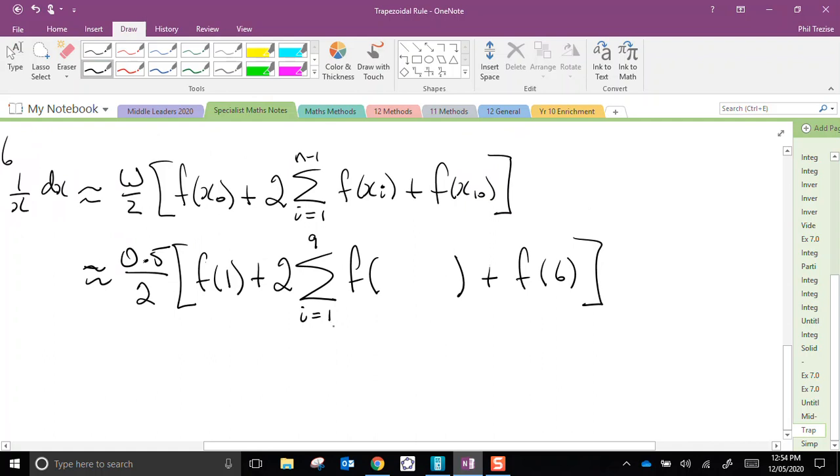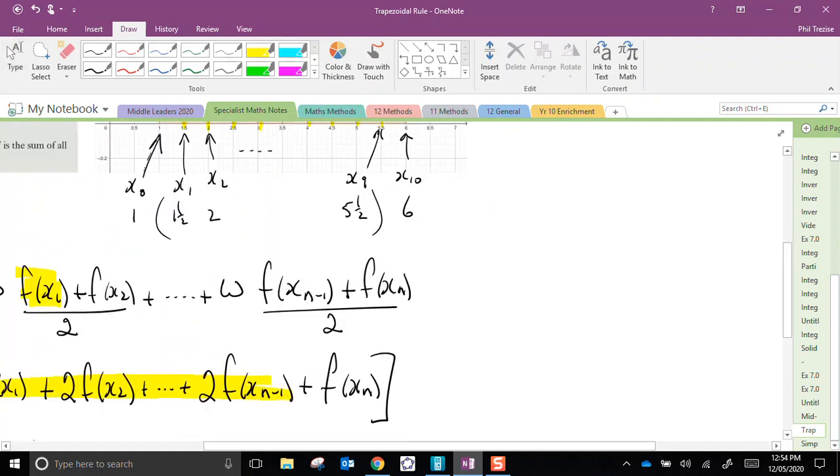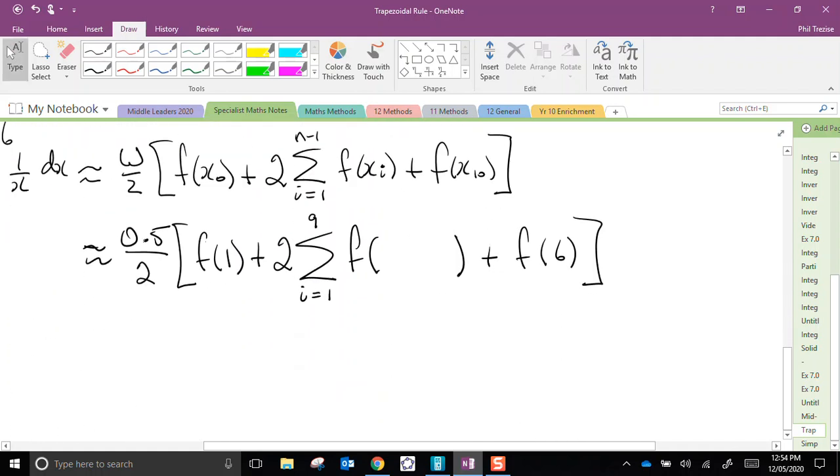Remember, I have a counter variable that runs from 1 to 9 and I want to generate the numbers 1.5 to 5.5. My counter variable runs from 1 to 9. Each of them is stepping up in 0.5. So there's a good clue. It's going to be plus 1/2 i to show the incremental step.